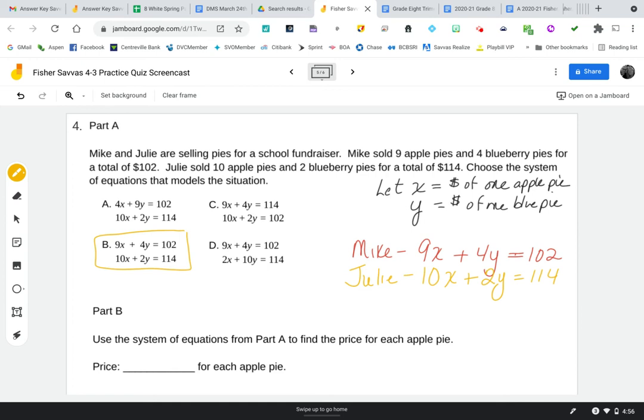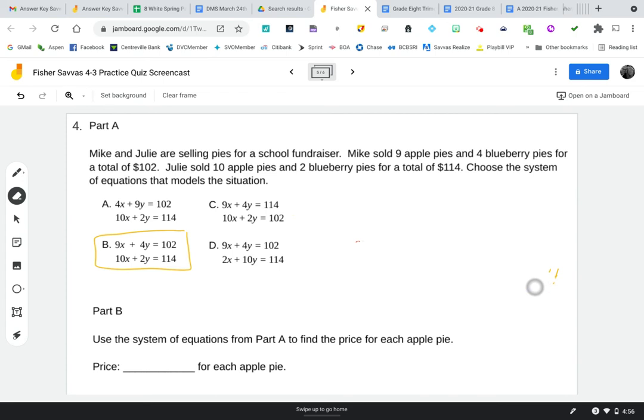Just so you know, if I look back at A, it has 4x plus 9y and then 10x plus 2y. So they actually switched around these. So that would make that wrong. Here they switched around the cost in C. And then in D, they switched around these two. So that's what's wrong in each one. And that's why B is the correct answer. All right, so let me erase this just to give us a little bit of room here.